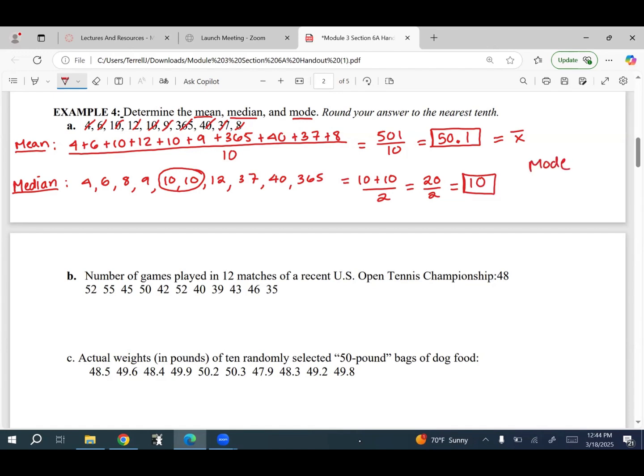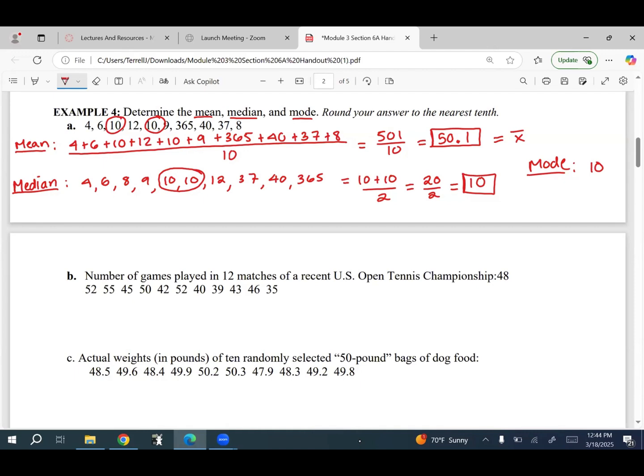And then the mode. The mode is the number that occurs most often. So let me take off the lines I put through the numbers. And if you look at the mode, the number that occurs most often is 10. 10 occurs twice, so the mode would be 10.